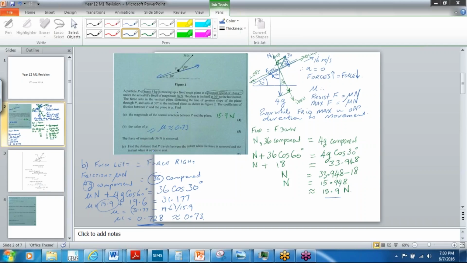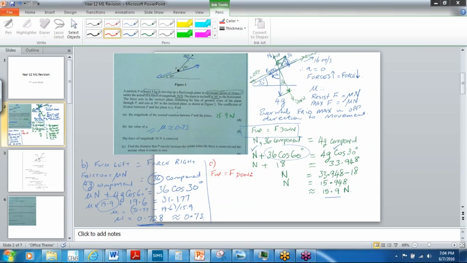Now, part C, find the distance that P travels between the instant when the force is removed and the instant when it comes to rest. Well, let's say the force is removed, so we don't have this force anymore. We get a completely new formula for the force up equals force down, because this component is no longer acting up. This component still acts up. This component will still act down. So we get a new force up equals force down.